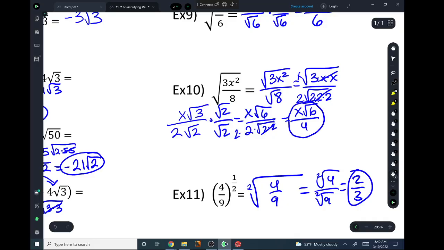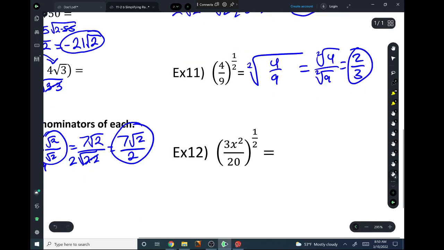That's it. And listen, if these popped up on the EOC, you could just check it, right? You could say, ooh, I think it's this. I could plug in a number for x, see what it equals. Plug in the same number for x here, see what it equals. If they equal the same thing, you know it's right. You can get 100 on your homework tonight.